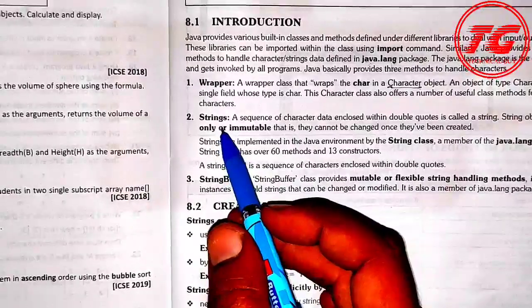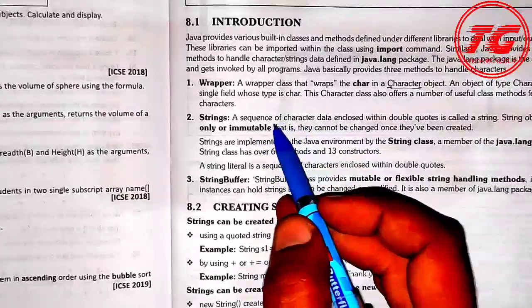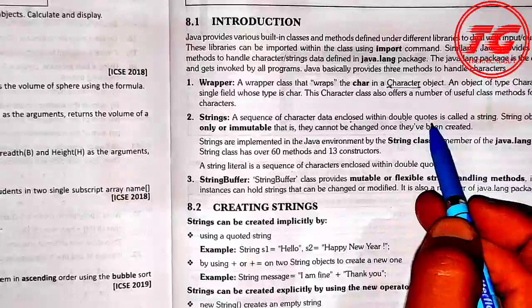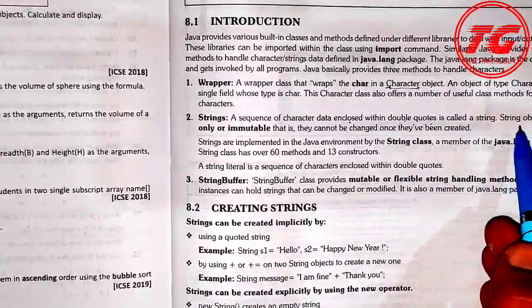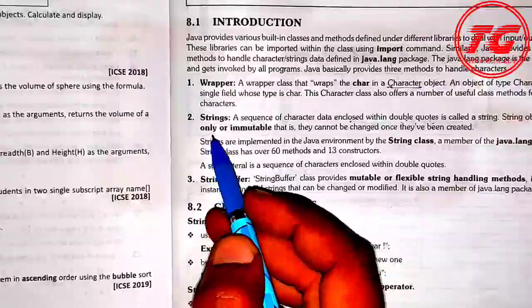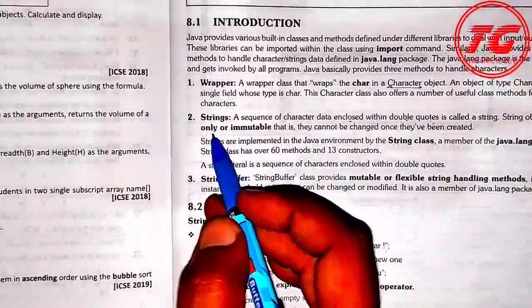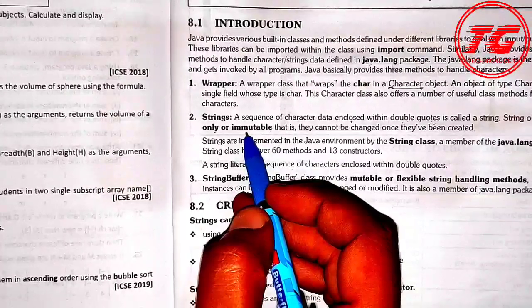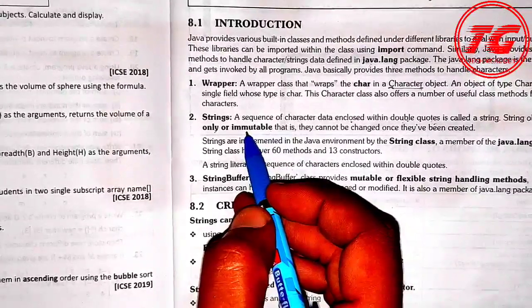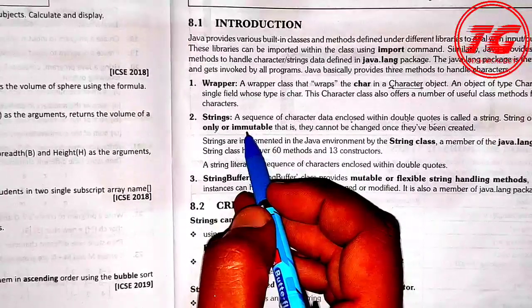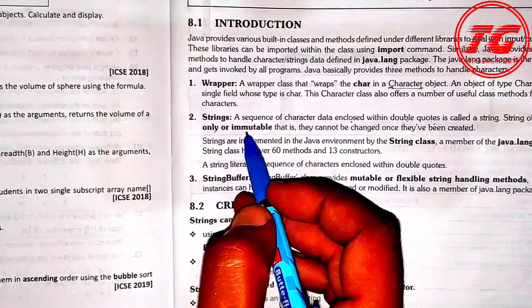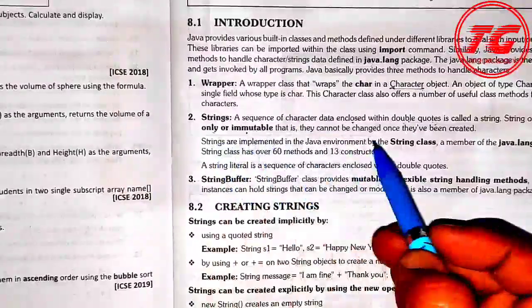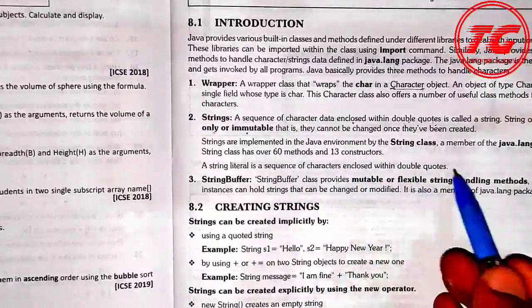Next we have the string. Any sequence of characters enclosed within double quotes is called a string. The second thing about the string is that string objects are read-only or immutable. Immutable means once the string object is created, you cannot edit that object. It means you can just read the string object; you cannot change it once it is created.